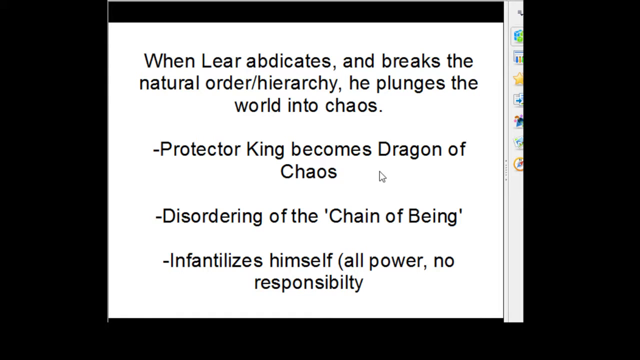So when Lear abdicates and breaks the natural order of society, right? It's his job to maintain the order. He plunges his whole world into chaos. There's a powerful drawing in a graphic novel adaptation of the play, in the first scene, where Lear grabs his crown, and as he's dividing the kingdom, he literally breaks the crown in two with his bare hands. And this is an incredible metaphor for what he's really doing.